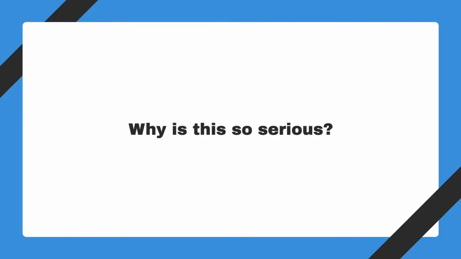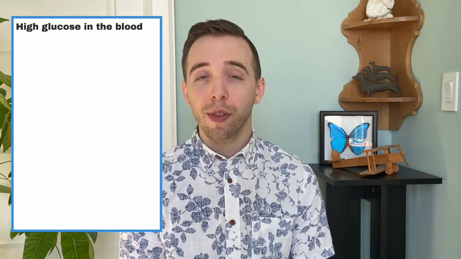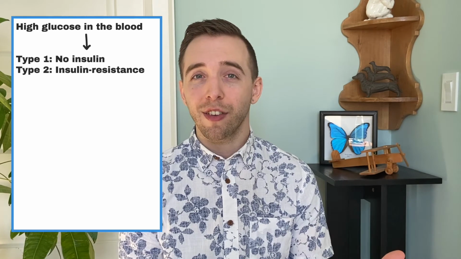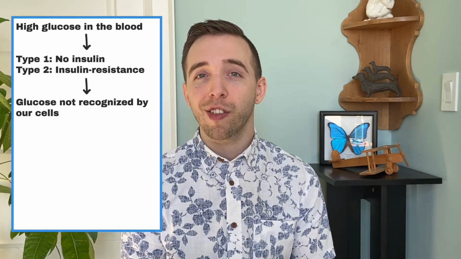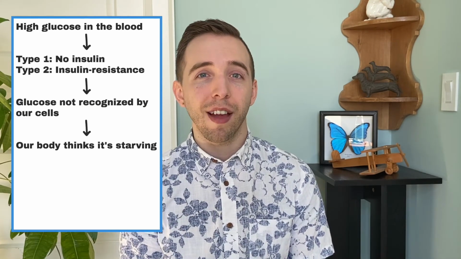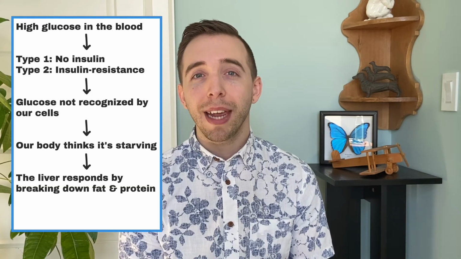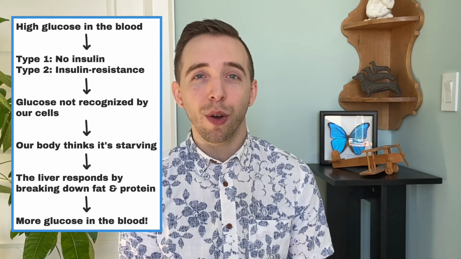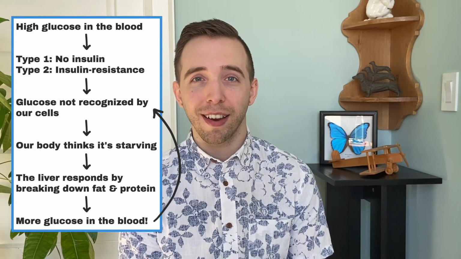So why is this so serious? In both cases, the glucose stays in the blood and is not used by the cells. This doesn't sound too bad, but it eventually causes several negative effects. Without the insulin to tell our cells about the glucose, whether we don't have insulin in type 1 or our cells aren't listening to it in type 2, our body thinks it's starving. To try and fix this, another organ, our liver, makes glucose by breaking down fat and protein. This adds even more glucose to our blood, but it still isn't recognized.